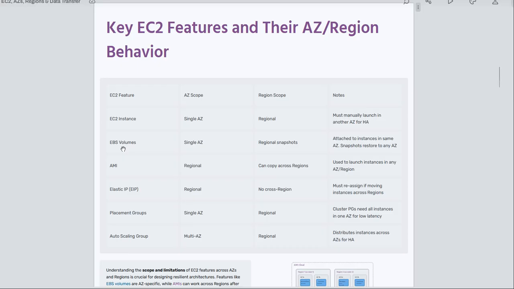Elastic Block Store volumes are single availability zone, but you can take regional snapshots, attached to an instance in the same availability zone. Snapshots restore to any availability zone, right? EBS volume. AMIs, machine images, are regional and can be copied across regions. They are used to launch instances in any availability zone in the region. So you can copy them across regions, right?